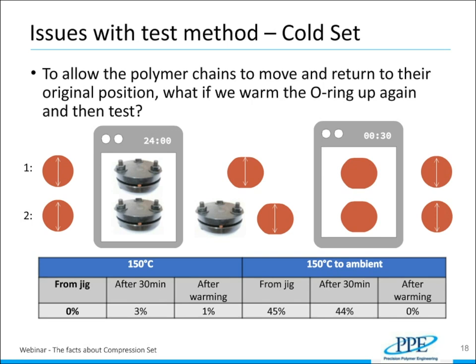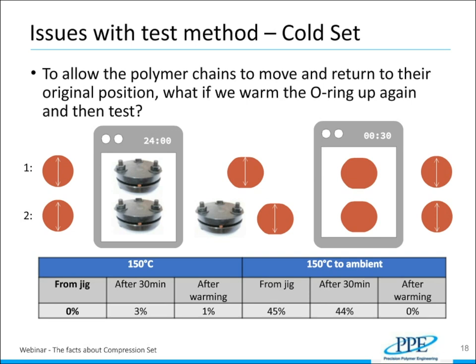So very minimal compression set, as maybe expected after such a short exposure at 150. We then placed the button that was displaying just this 3% set in an oven back at 150, and we measured the set again after warming it for just 30 minutes. There was pretty much no set observed, just 1% set. So there was very little set observed in this button, even straight from the oven, and almost none after we'd warmed it unconstrained.